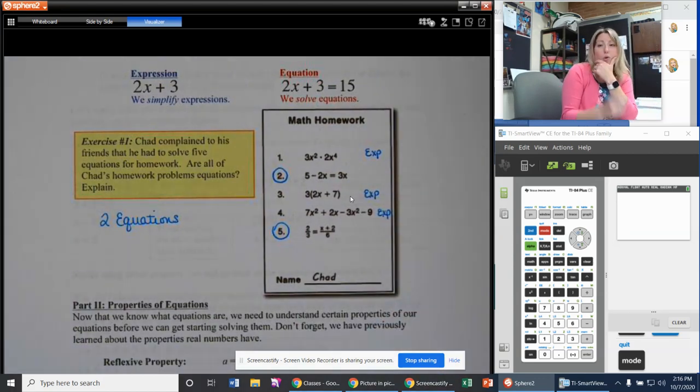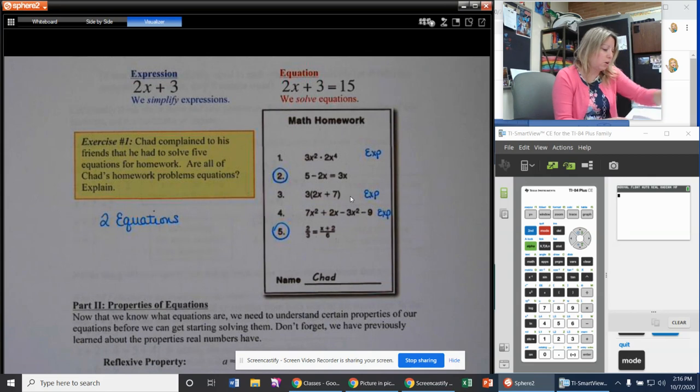Okay? So only 2 equations are actually on his homework. That's the first thing we want to really make sure we know. What's the difference between an expression and an equation?